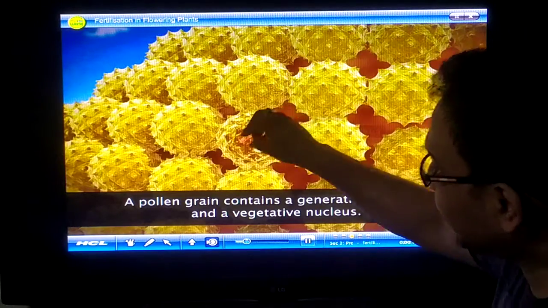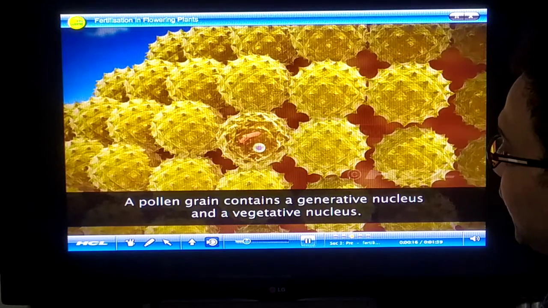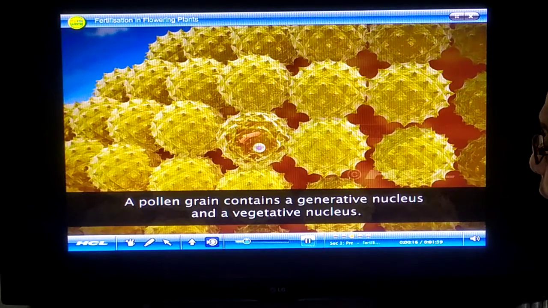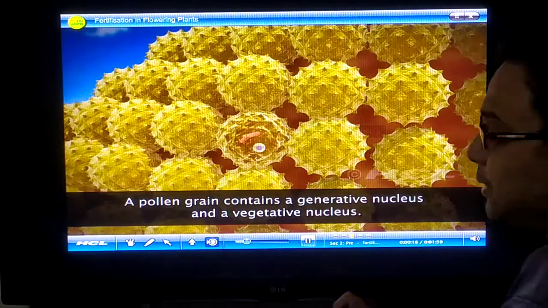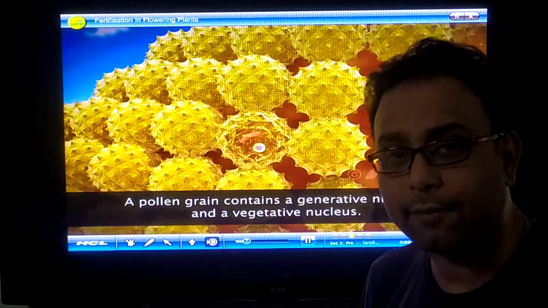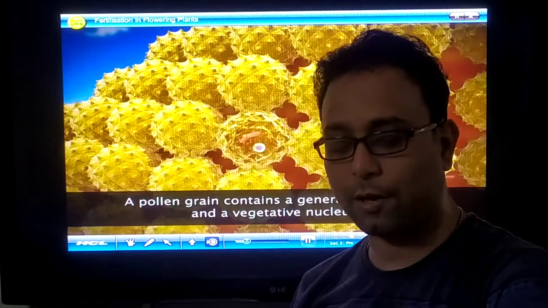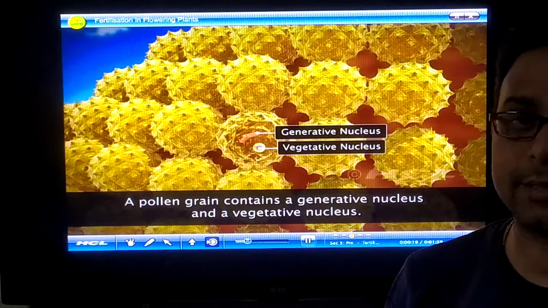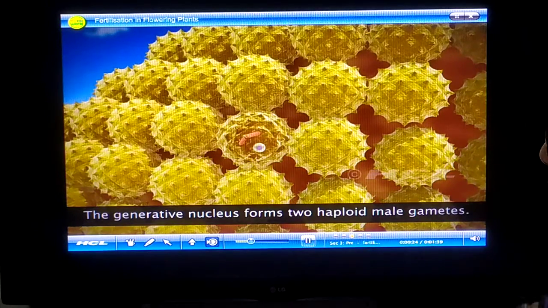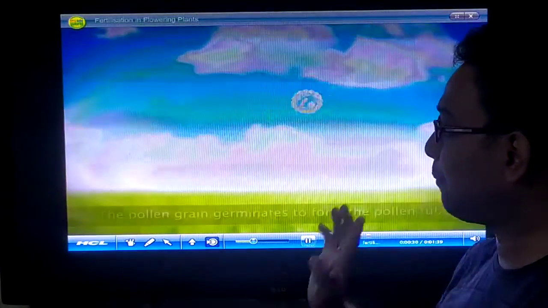But now we go inside the pollen grain. In the cytoplasm of the pollen grain, you observe that two nuclei are there. One is the vegetative nucleus, another is the generative nucleus. The generative nucleus participates in the fertilization. The tube nucleus helps in the formation of the pollen tube. That is the difference. Clear? Generative nucleus and vegetative nucleus. The generative nucleus ultimately forms the two haploid male gametes.